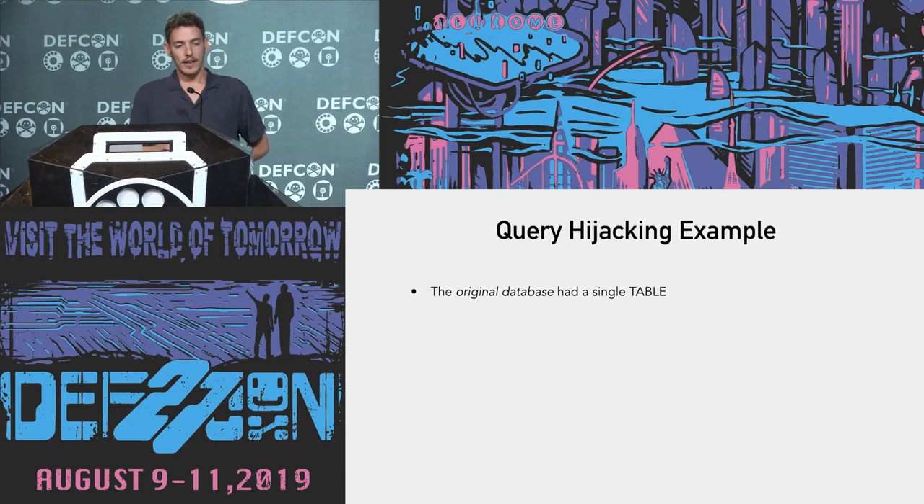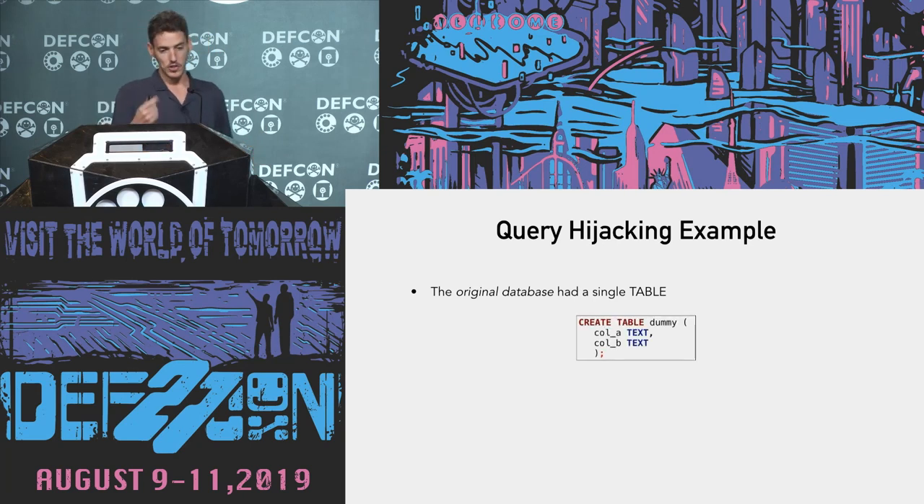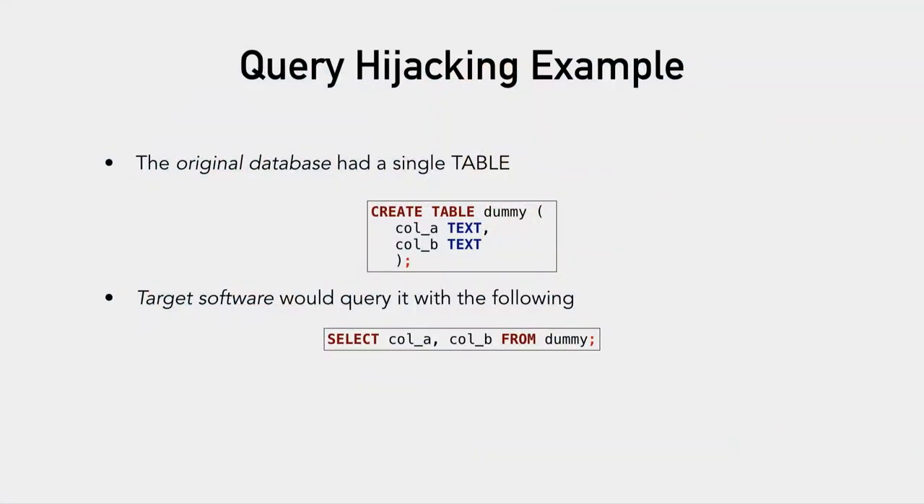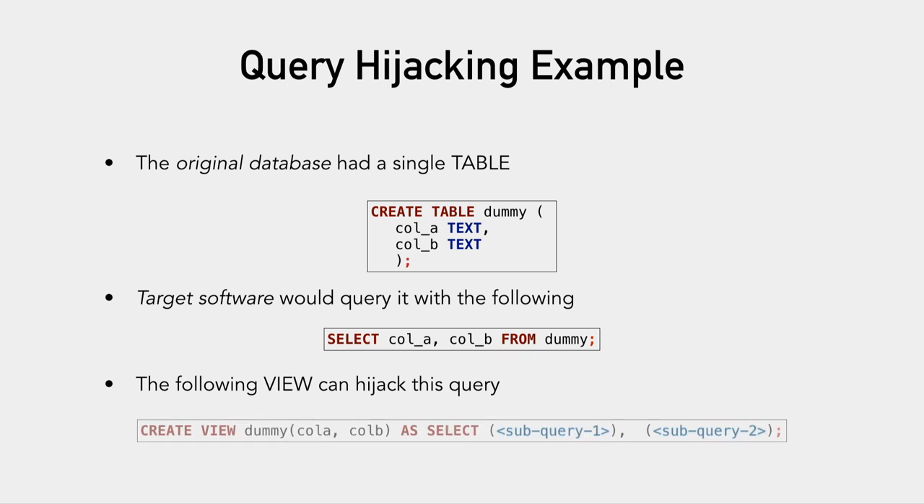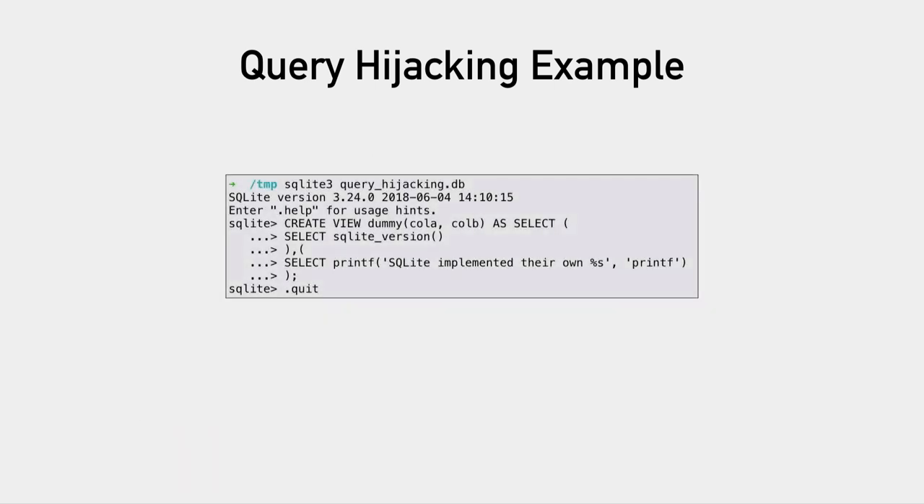So let's say that the original database had just a single table. It's called dummy, and it has two columns inside it. The target software would query it the following way. It would just select those two columns out of the table, right? But the following view can actually hijack this query. If we create a view called dummy, it has the exact number of columns inside and the same names, and every column can have any subquery that we wish inside it. So again, let me show you a practical example.